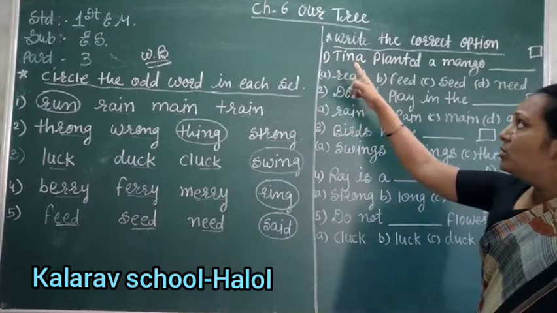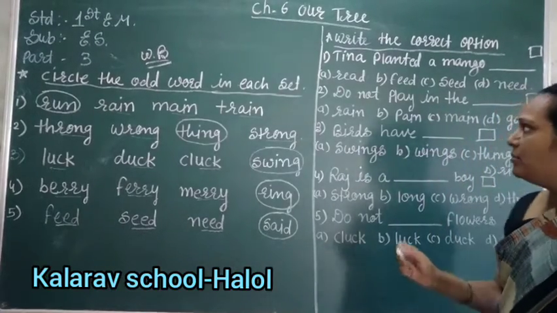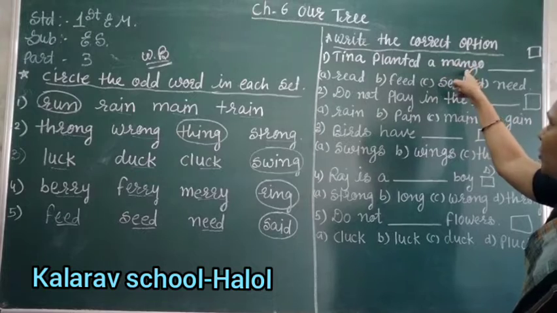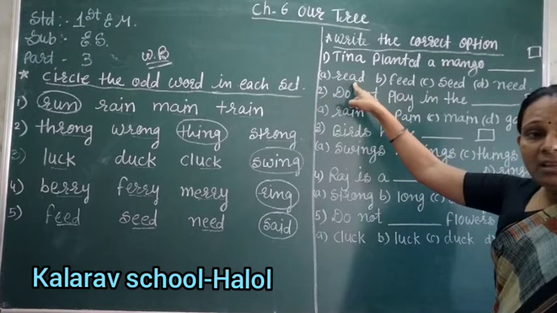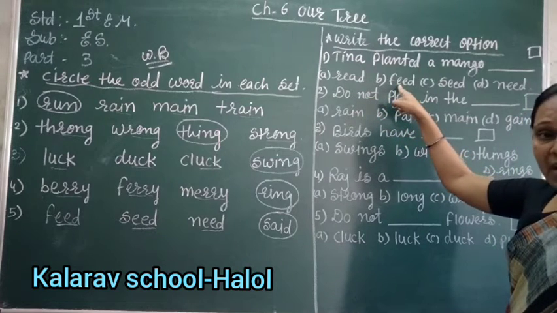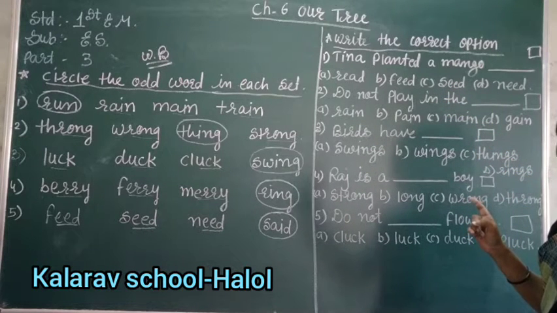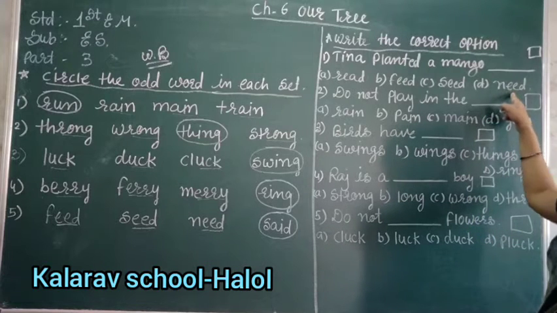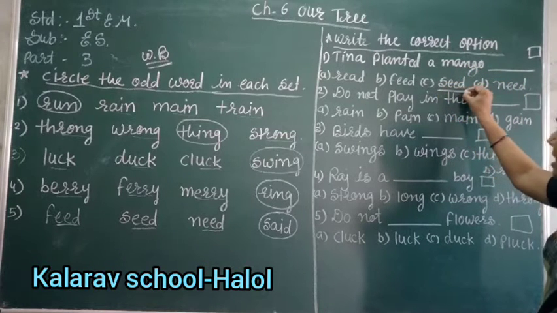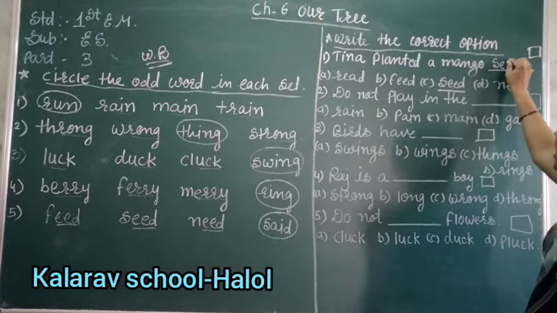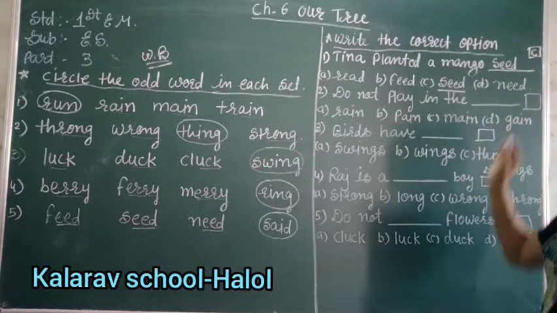Now, write the correct option. Which one is the correct option? You have to underline it and write in the box. And if it is fill in the blanks, then also you have to write in the blanks. Tina planted a mango, blank. Tina is a girl, what does she plant? A: read, B: feed, C: seed. Seeds, meaning the mango's seed comes out from inside. That means seed and the need. So Tina planted a mango, what did Tina plant? It is the seed, right? Then underline below the seed and write in the blanks also seed, and here you write the option C also.